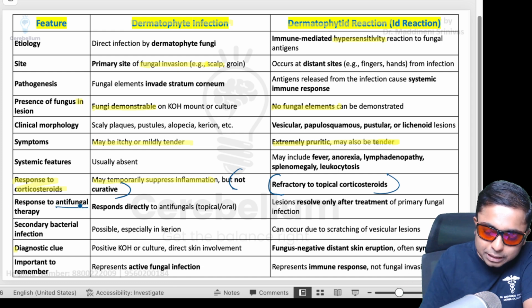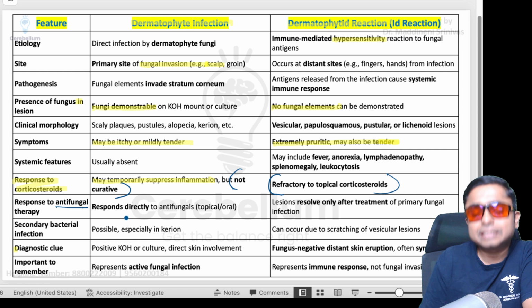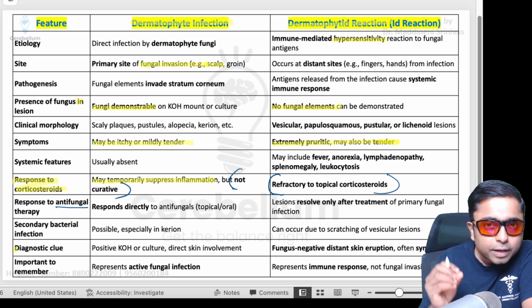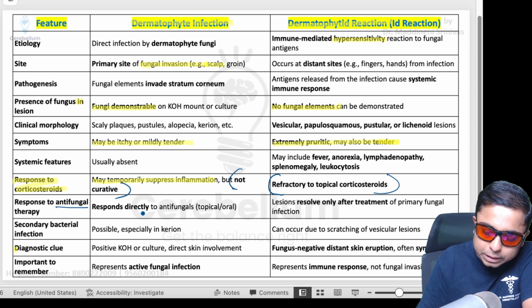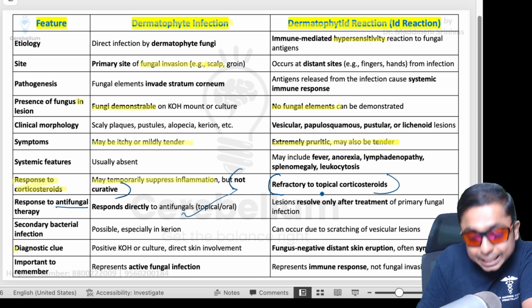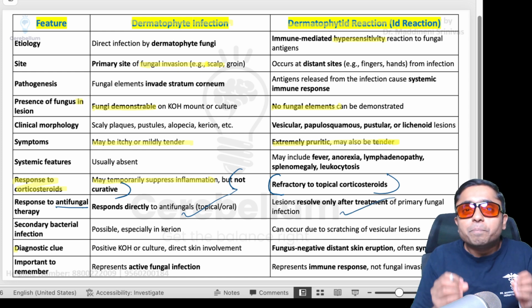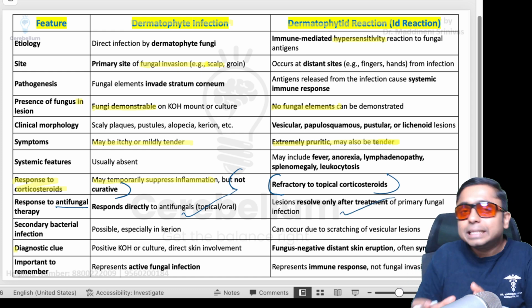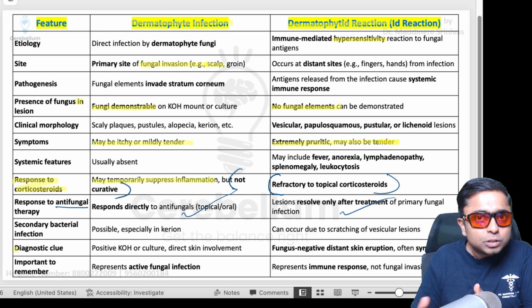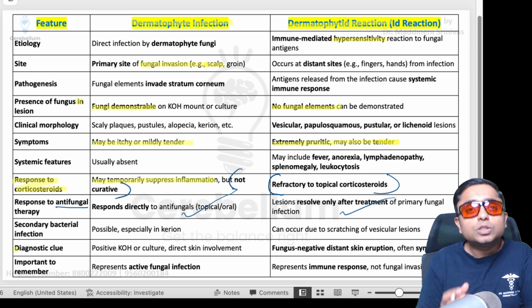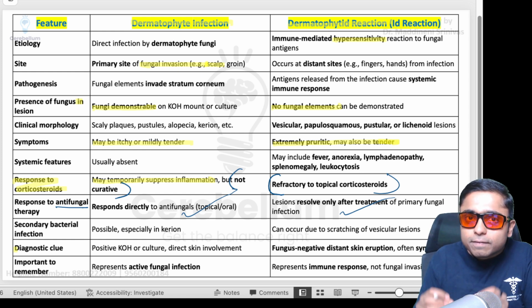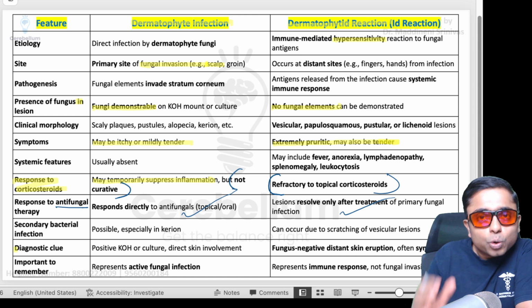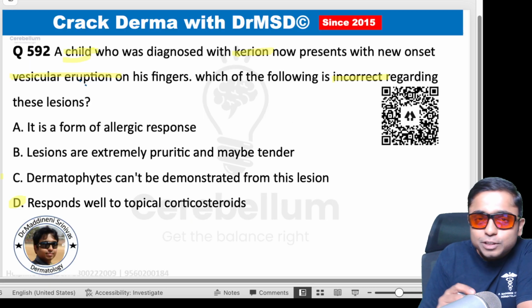Coming to the antifungal therapy, yes, antifungal therapy is going to give beautiful results both in the case of the infection as well as the allergic response, because the fungi are going to die, there will not be any allergic response. So id eruption is also going to reduce if antifungals are given. So these were all the points which are given in the option.